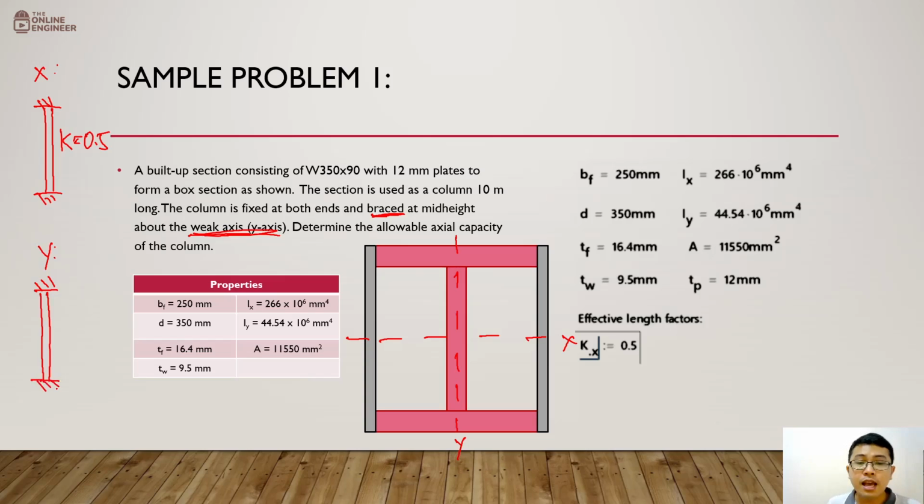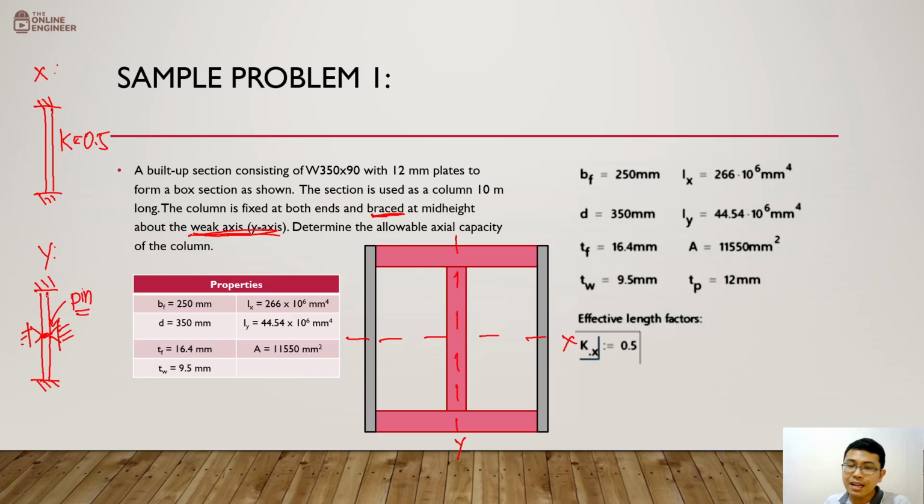Take note of that. However, we have bracing at the mid-height. So how does bracing look like? Actually, bracing is just considered as a pin connection. Take note of that. A bracing point is basically considered a pin connection.